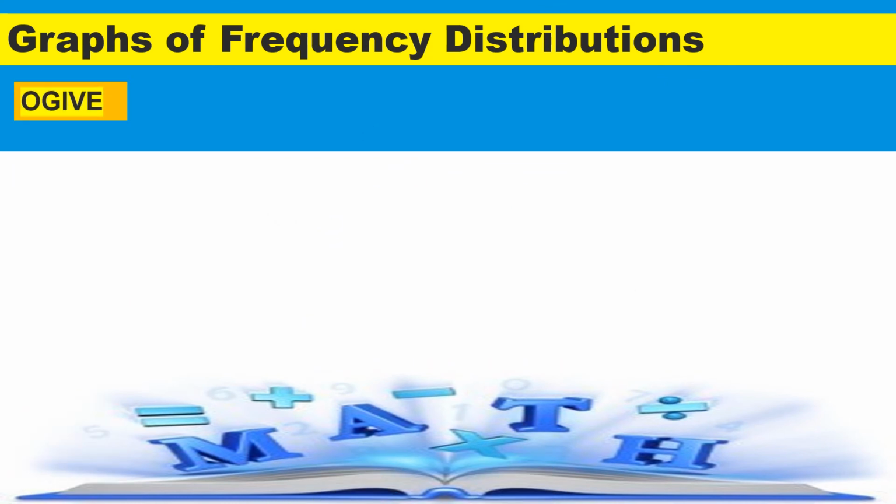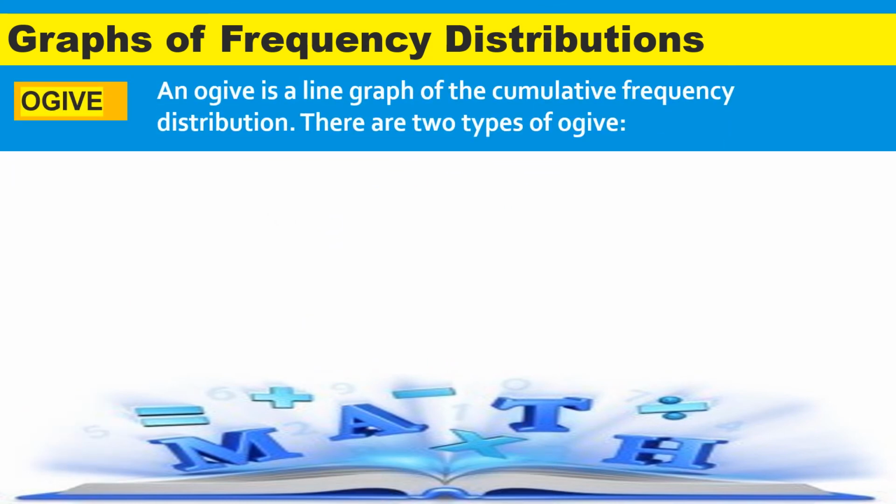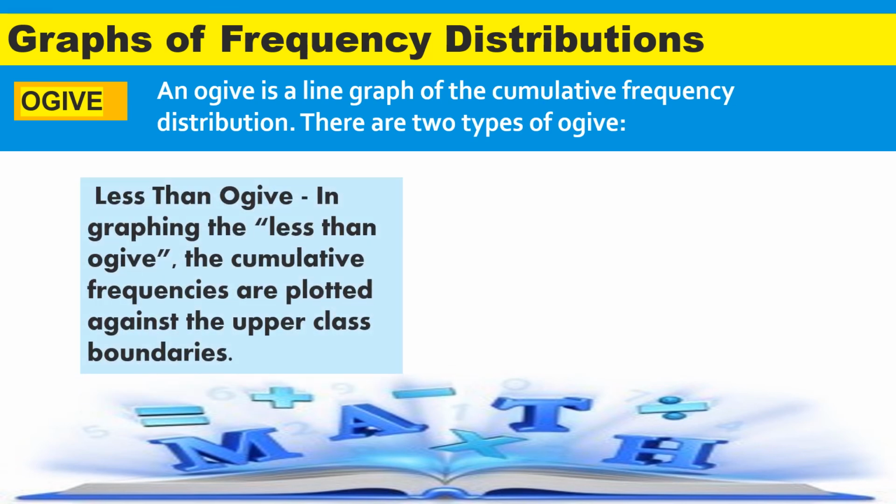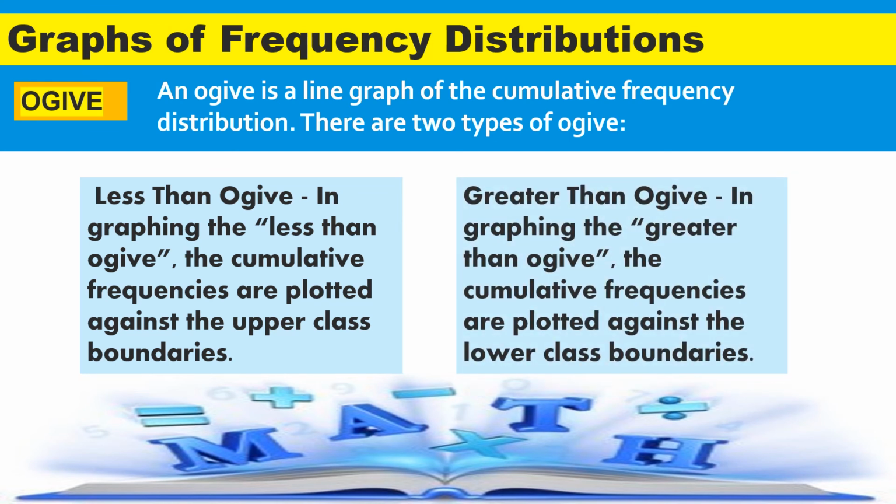the second, the ogive. An ogive is a line graph of the cumulative frequency distribution. There are two types of ogive. We have the less than ogive. In graphing the less than ogive, the cumulative frequencies are plotted against the upper boundaries. And then for the greater than ogive, the cumulative frequencies are plotted against the lower boundaries.